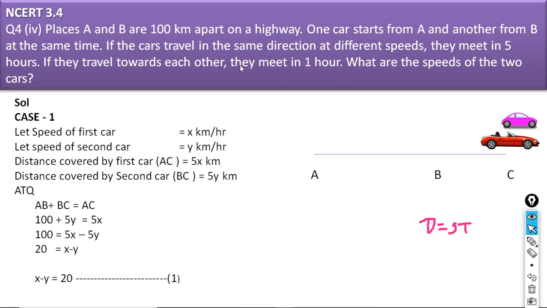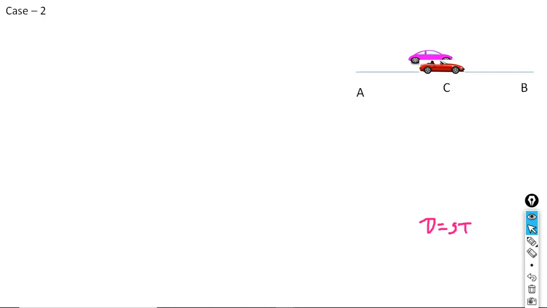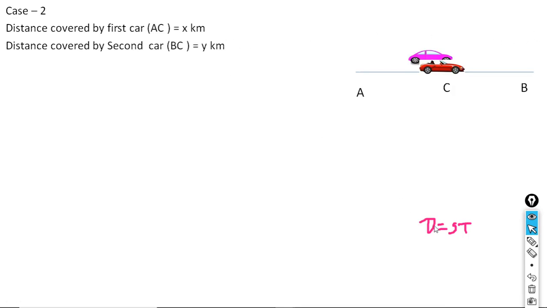Similarly, in the second case, if they travel towards each other, they will meet in 1 hour. For the second case, we have a situation where one car starts from point A, the second from point B, they are moving towards each other and they will meet at the point C. Now here we find the distance covered by the first car, which is AC. In this case time is 1 hour, so we get x kilometers, and for the second car BC is y kilometers.